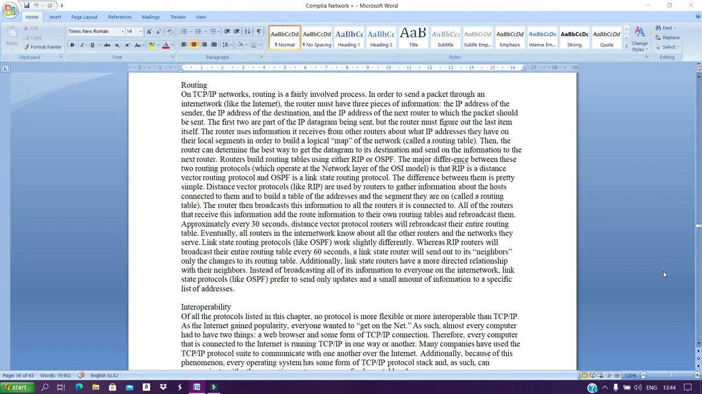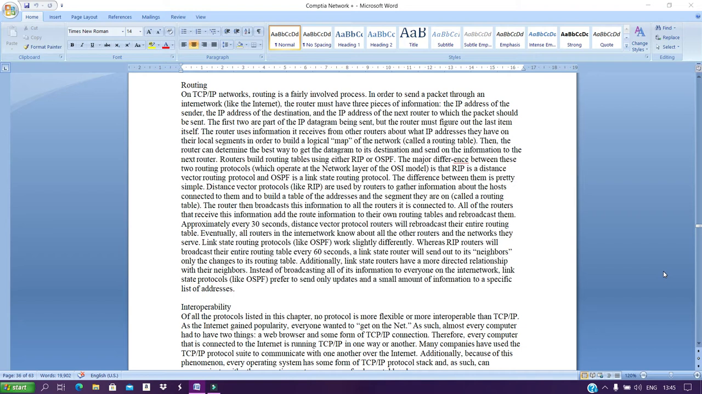The first two are part of the IP datagram being sent, but the router must figure out the last item itself. The router uses information it receives from other routers about what IP addresses they have on their local segments in order to build a logical map of the network called a routing table. Then the router can determine the best way to get the datagram to its destination and send on the information to the next router.